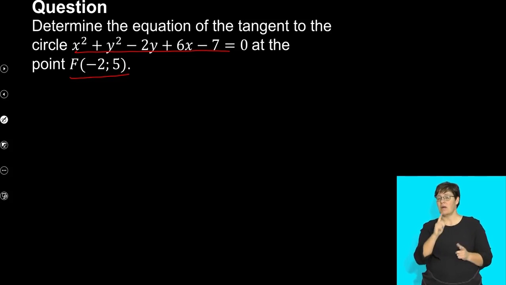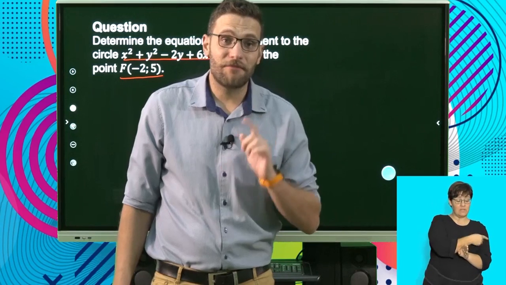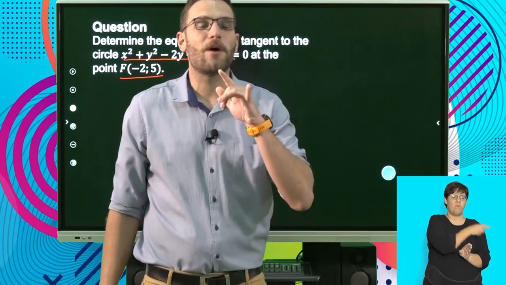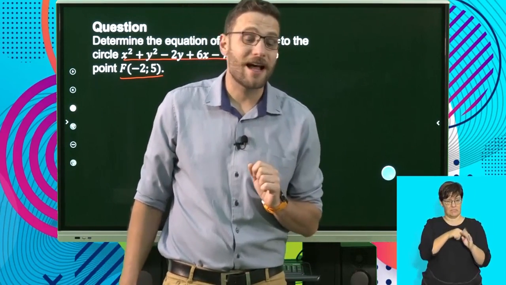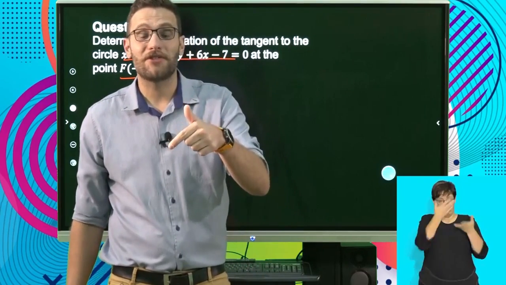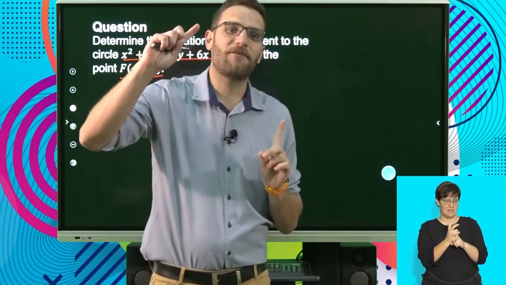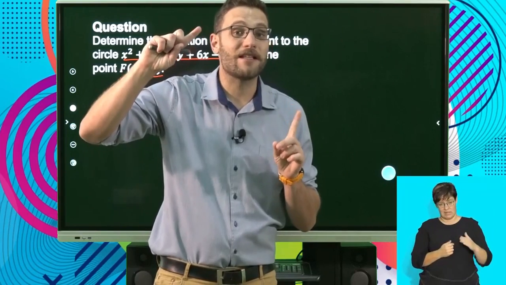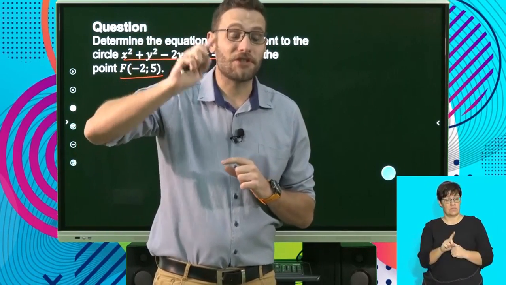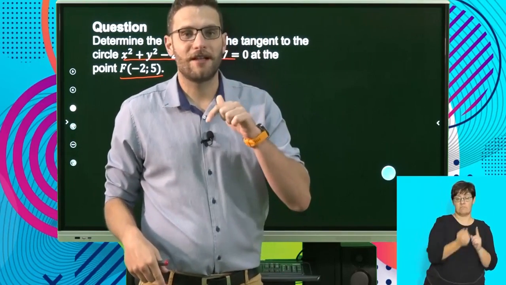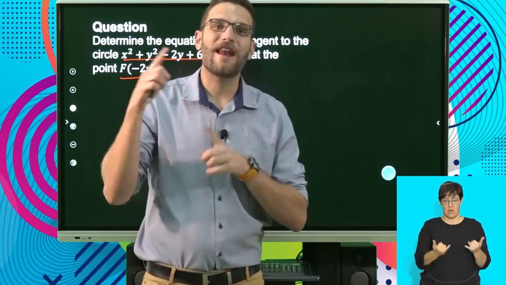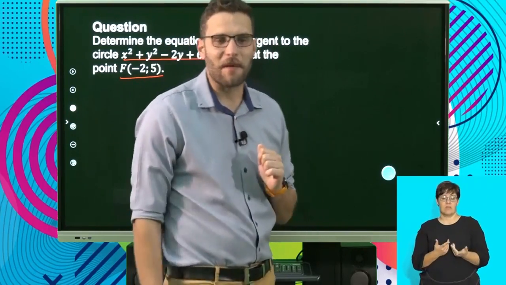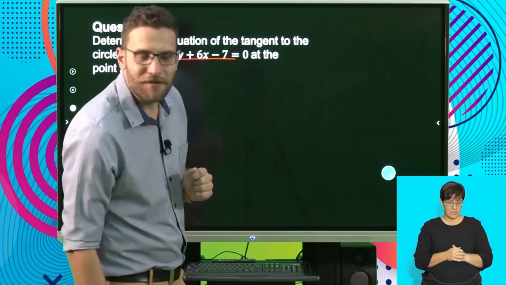Now, this question is a little bit different from the previous question, because in the previous question, I knew where the center was. The center was at the origin. Now, I don't know where the center is, and so it's going to be a little bit tougher for me to calculate the gradient of the radius, right? So what I need to start with is I need to first find the center of the circle. Once I have that, then I can calculate the gradient of my radius and move forward from there.